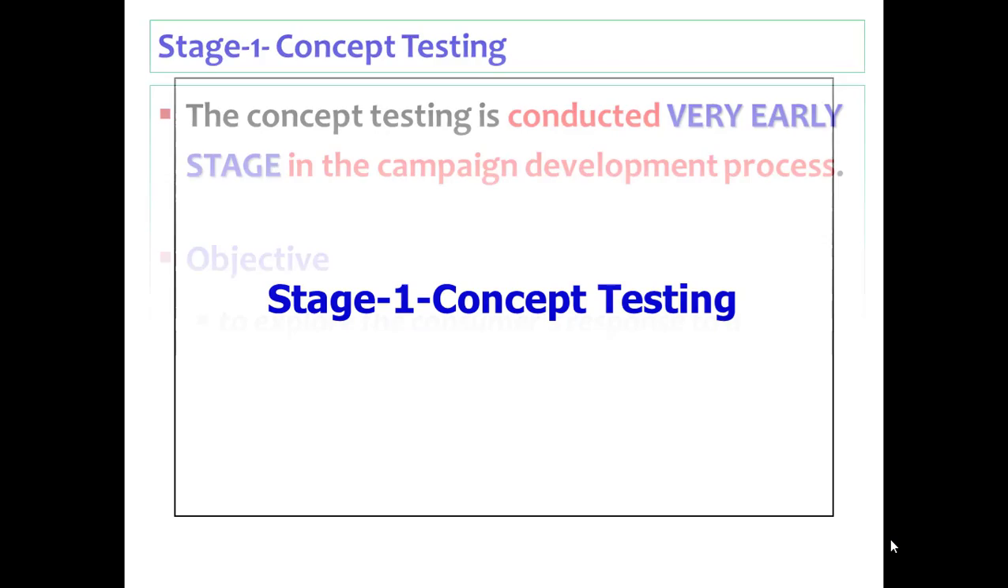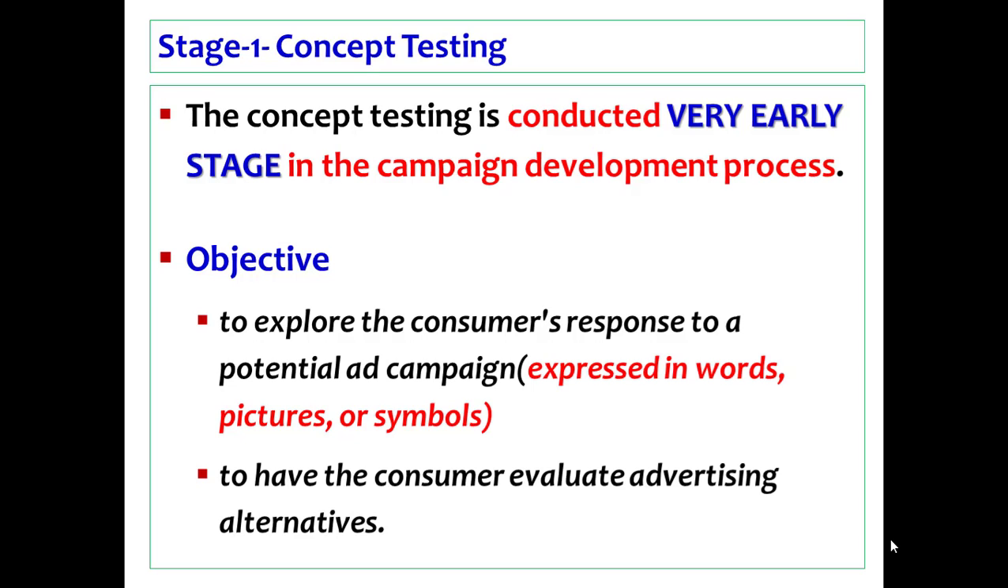Let's discuss this point one by one. The first stage is 1, concept testing, concept generation, and concept testing. So the concept testing is conducted in the early stage of the campaign developmental process. This is the early stage. Now we develop the concept of advertisement. So what would be its objective? The objective is to explore the consumer's response to the potential advertisement campaign.